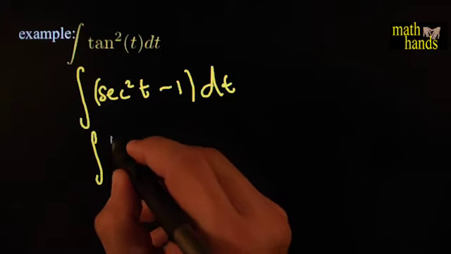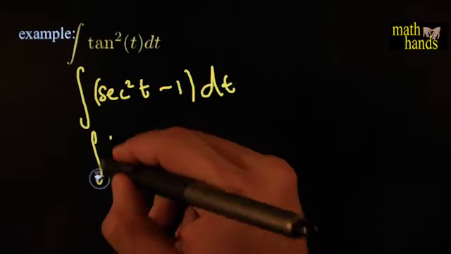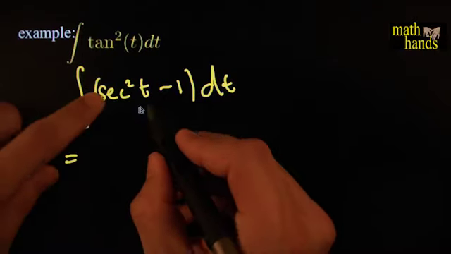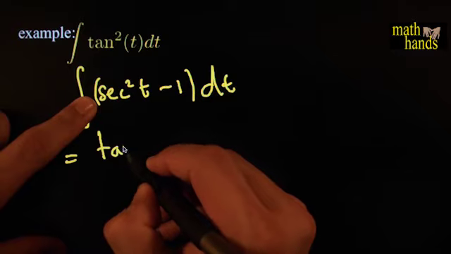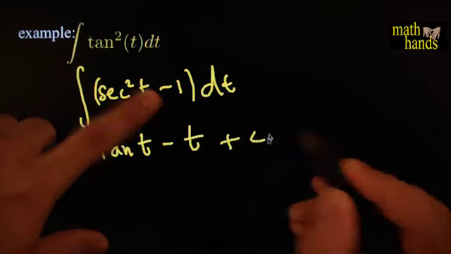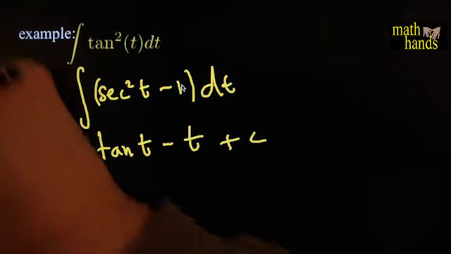So this will be equal to... Sorry, technical difficulties. The antiderivative of secant, that's basic. That's just tangent t. The antiderivative of 1 would just be t plus a constant. It's that simple. Basic. It's on the basic sheet. Okay, that was no fun.